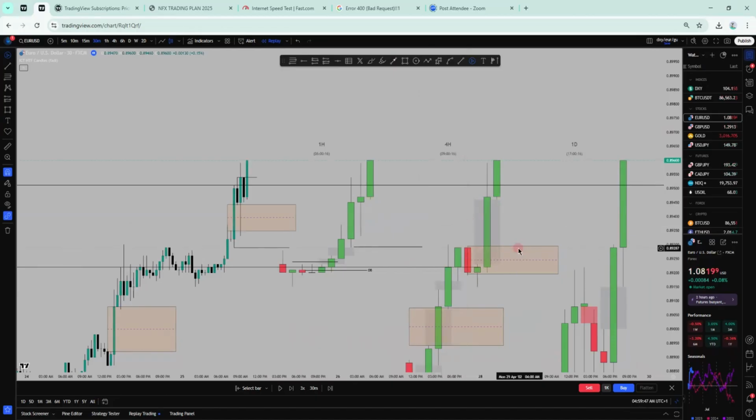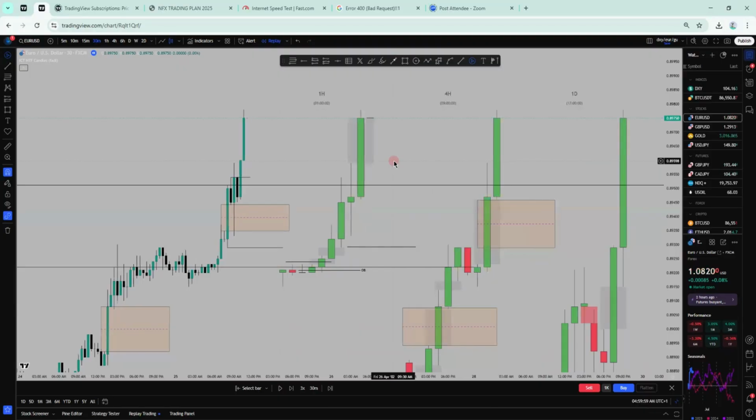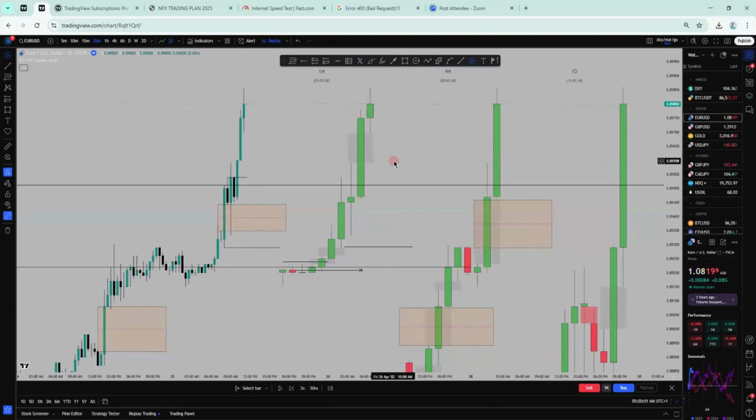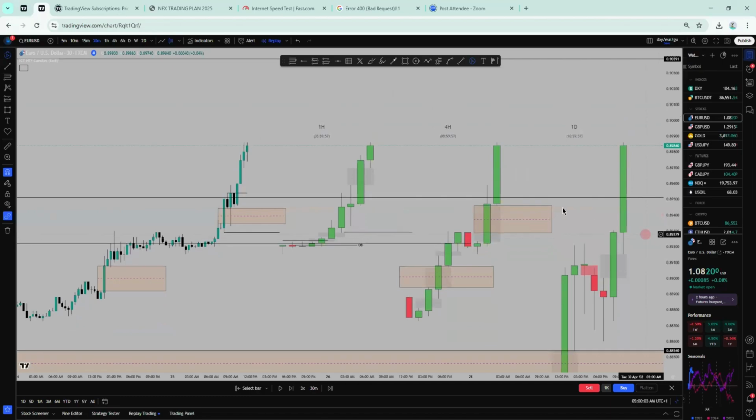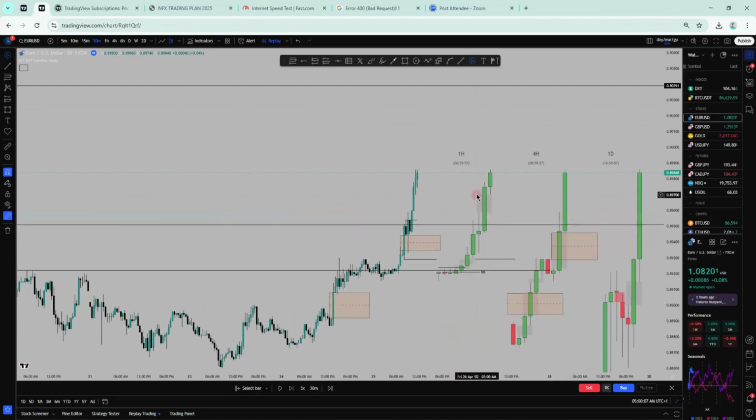Now we have a 4 hour average here. Maybe price might want to come back to there. We'll see what happens. We're just going higher. That is crazy. No pullback for an entry.